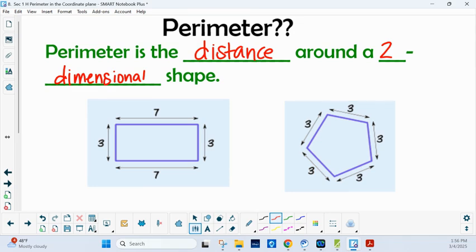Okay, so the distance around a two-dimensional shape, and how do you find it? Add all the sides. So we'll put in there, add all the sides. So no matter how many sides the figure has, you can always find a perimeter just by adding them up. Add all the sides. So what would be the perimeter of this rectangle?